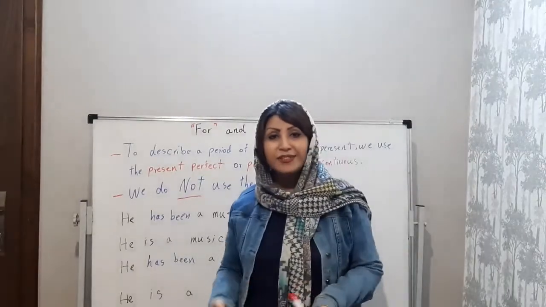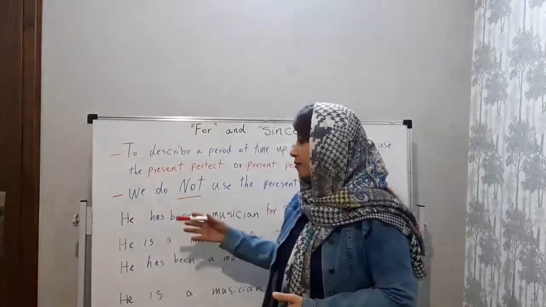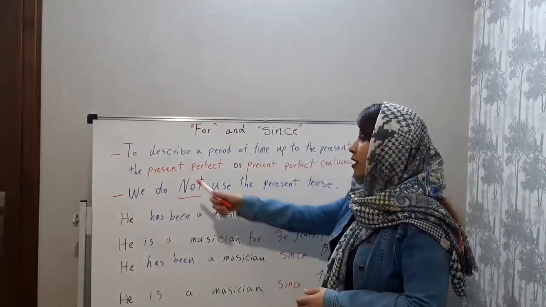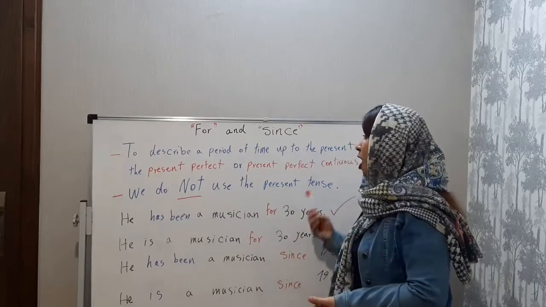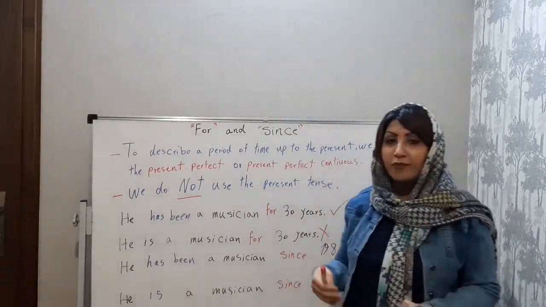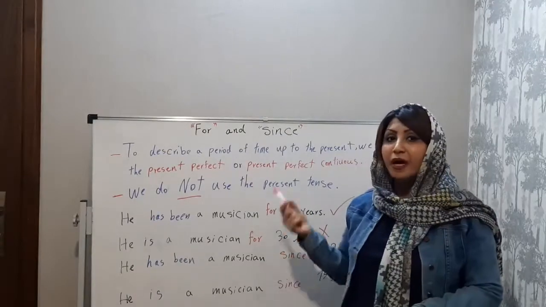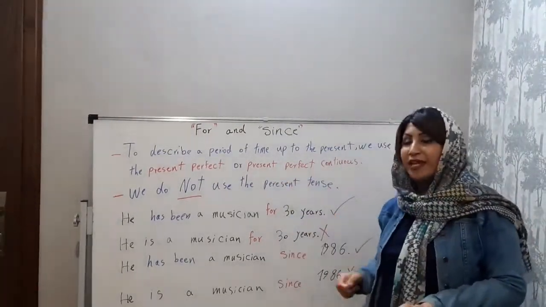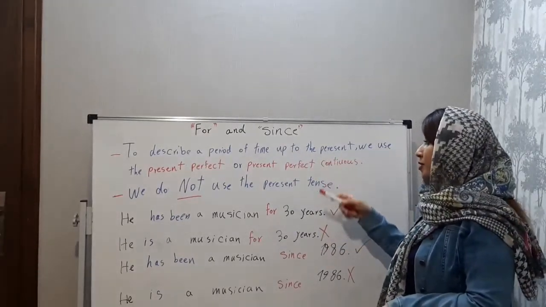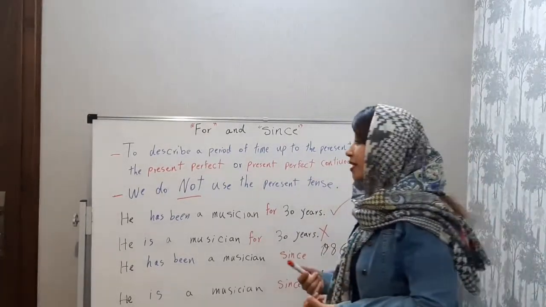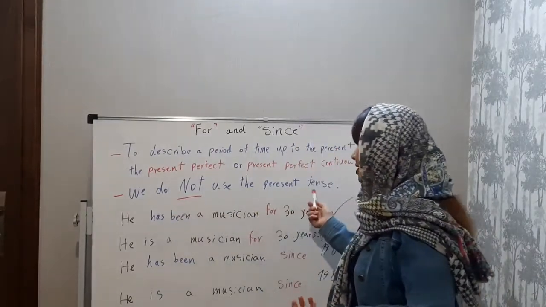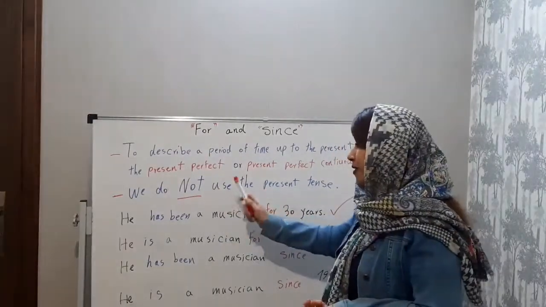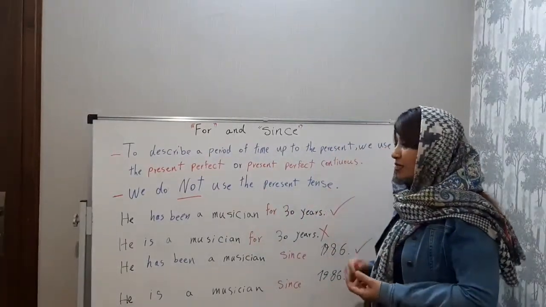Okay, dear friends, as you see here, I wrote another common mistake, and we check it together. To describe a period of time up to the present, we use the present perfect and or present perfect continuous, and we do not use the present tense. Okay, please pay attention to this note. We do not use the present tense.